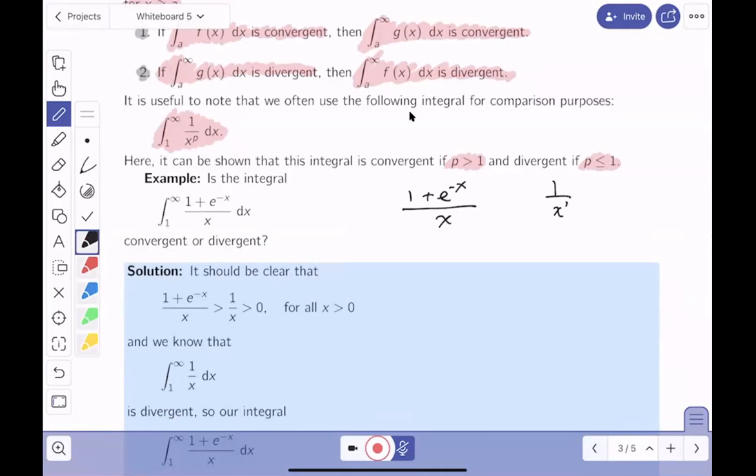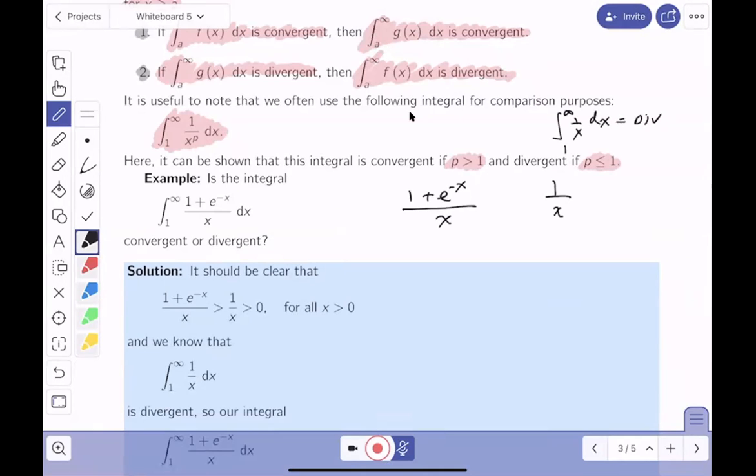All right, I'm going to erase the 1 now. And what do I know about this one over here? I know this integral here. I'll write this down for you. I know this, 1 over x dx, 1 to infinity, is divergent. That's really easy to show, by the way.